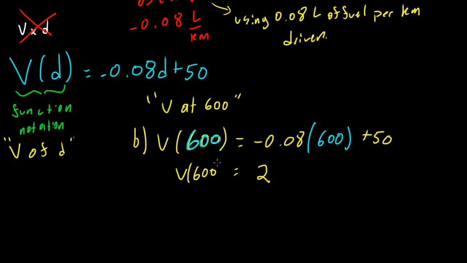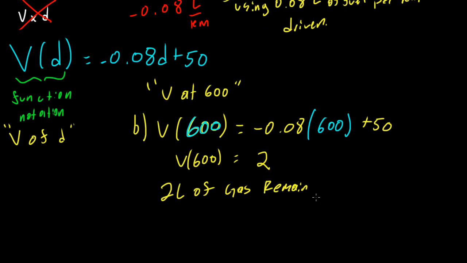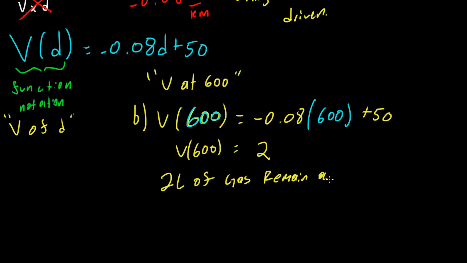So what does this number mean? Well, 2 is representing the volume of gas remaining when we drove 600 kilometers. See how it's linking these two? This is 2 liters of gas remaining. That's our volume, right? 2 liters of gas remain after driving 600 kilometers.